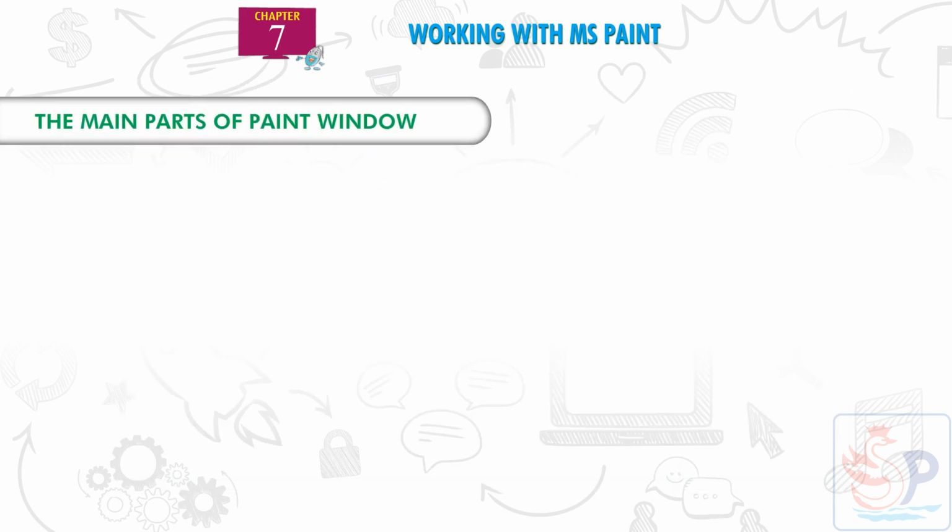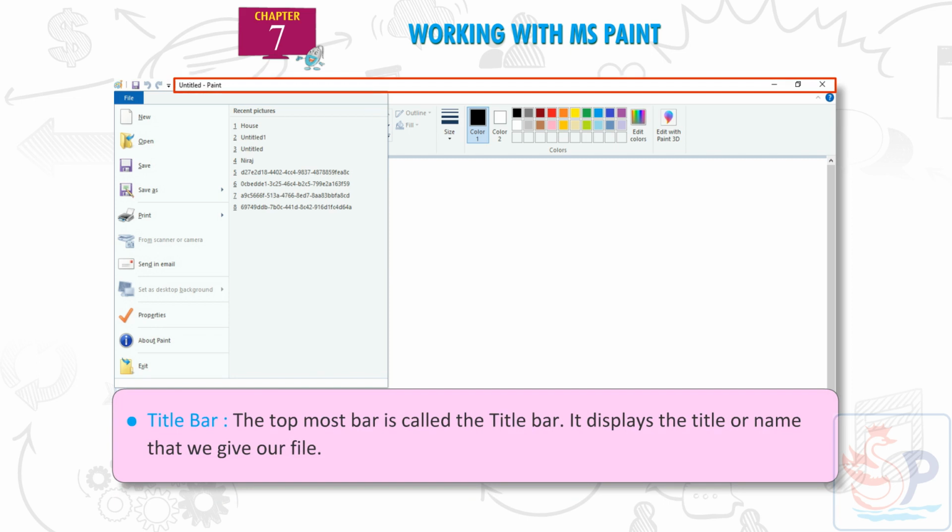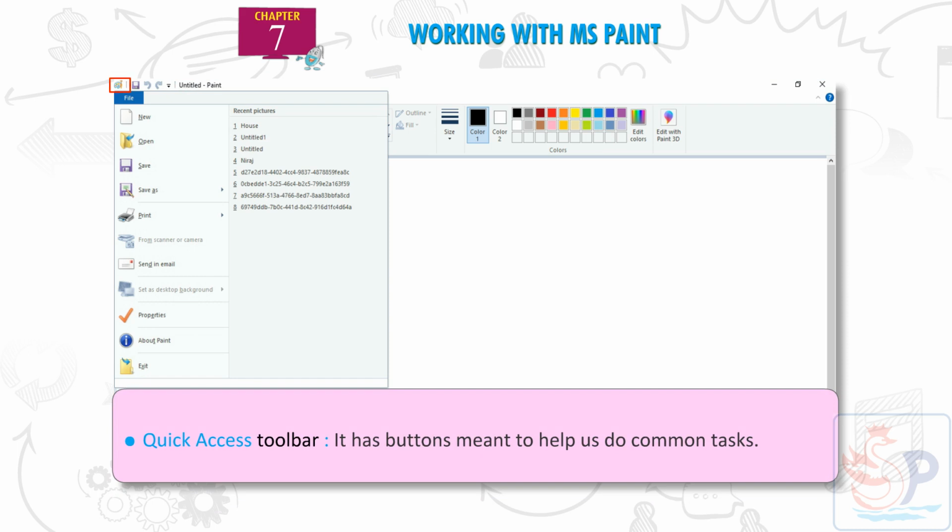The main parts of the Paint window. The Paint window appears on the screen. The main components of the Paint window are given below. Title bar. The topmost bar is called the title bar. It displays the title or name that we give our file. Quick access toolbar. It has buttons meant to help us do common tasks.